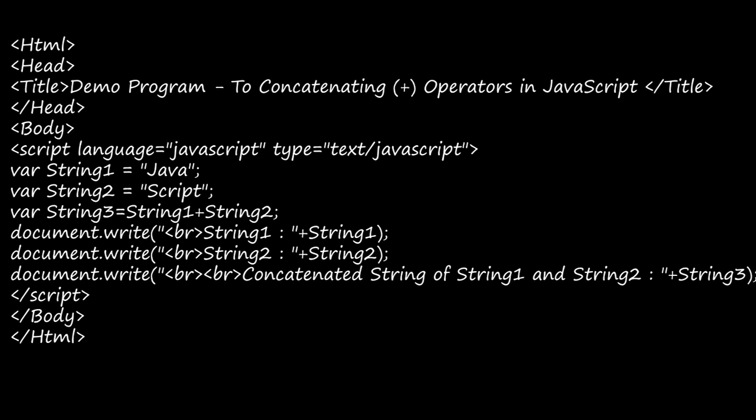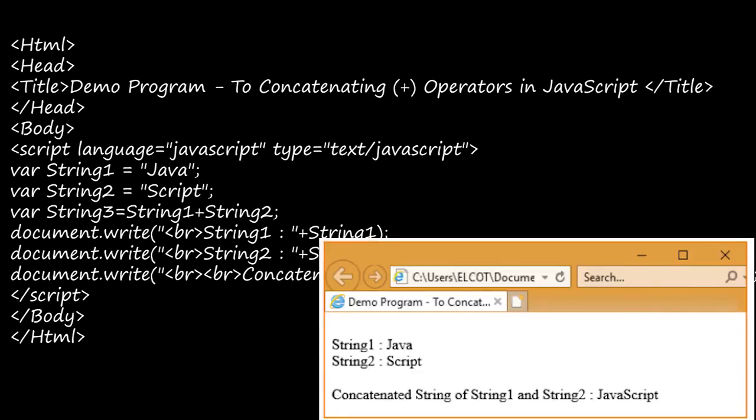If you are giving this coding, how will you get the output? The first document.write line is for string1, right? So you will get string1. What is string1? Java. The next document.write line is for string2. String2 is script, right? And in the third document.write line we have added string1 and string2. For string3 we have given string1 plus string2, right? So Java and script, both will be added and we'll get the output as JavaScript, right?